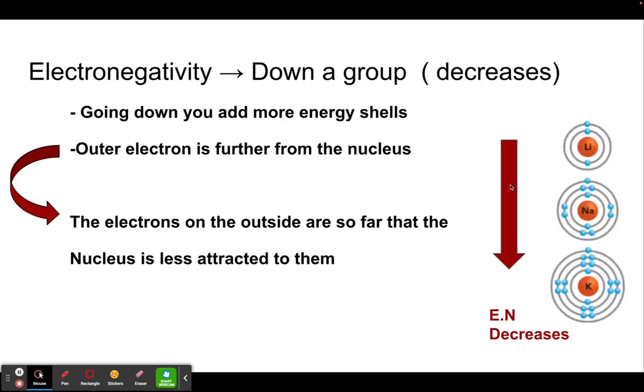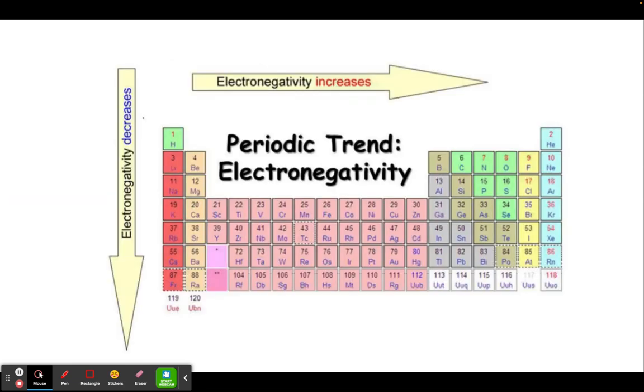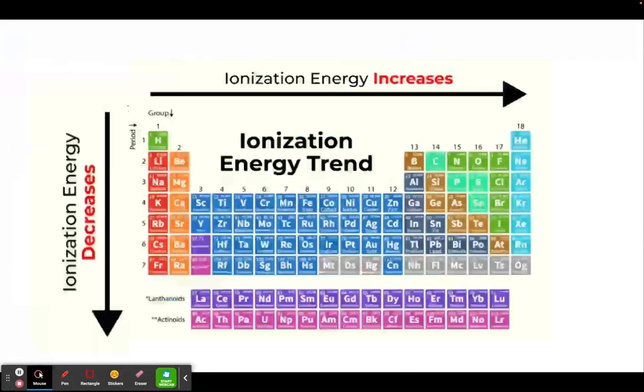Going down the table, atoms become less electronegative. Why? Because electronegativity refers to how much we are pulling that outside electron. Well, if the outside electron gets further away, we can't really pull on it because it's not very attracted. So the further the electron goes out, the electrons on the outside get so far away that the nucleus cannot attract it. Therefore, it will have a low electronegativity, a low pull on those outside electrons. Okay, so if you notice, this is the same trend as this.